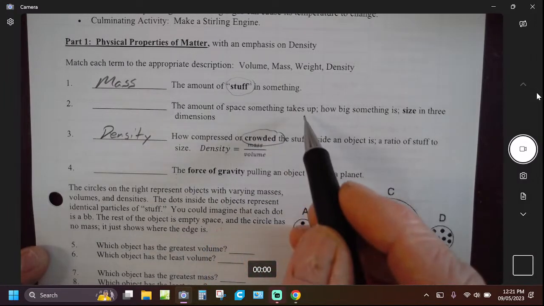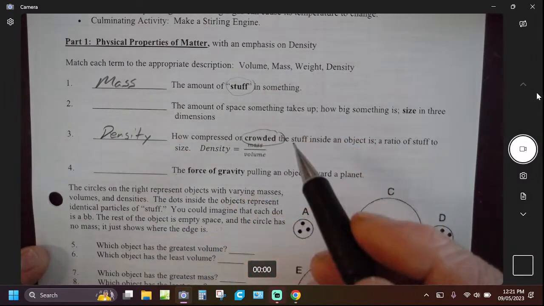The amount of space something takes up. So we've got 2 choices. Is that volume or weight?